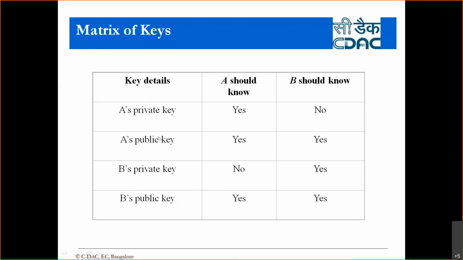A's public key, yes, public key means anyone can know. So A should know, B should know, C should know, up to Z should know, no problem. B's private key, should A know? No. A should not be aware of the private key of the other person, B. B should know, yes. Public key, yes, everything is okay. This is the matrix of keys which I wanted to show you.